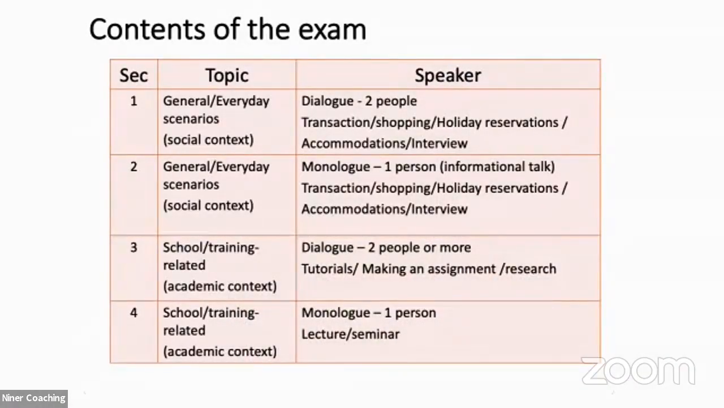Now, part 2 is going to be very identical to part 1 in terms of the types of conversations or the types of speeches that you will hear, but the scripts are going to be monologues.